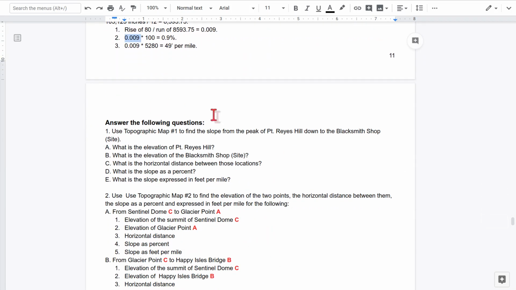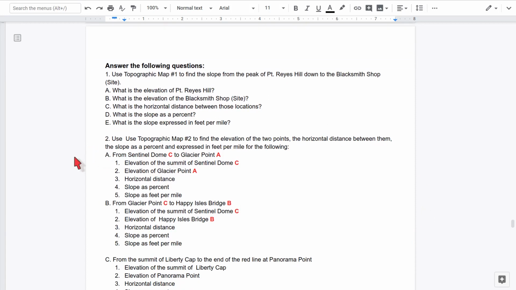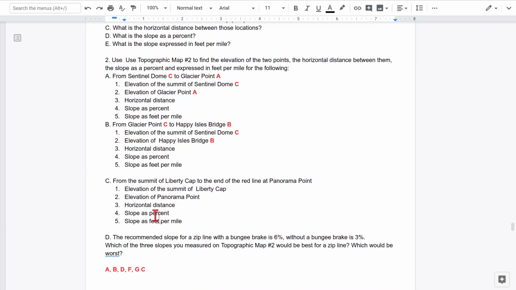Use topographic map number 1 to find the slope. What's the elevation? What's the horizontal distance? What's the slope as a percent? Slope in feet per mile. Some more examples from topographic map number 2.